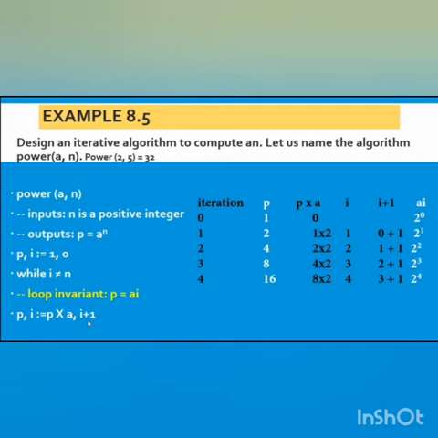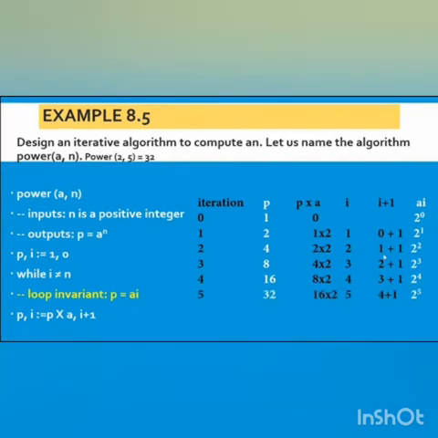Then the next iteration, 4. Now the p value is 8, and the a value is 2, so 8 into 2 is 16. At present the p value is 16. Then the i value is 3, so 3 plus 1 is 4. At present the i value is 4. Next we have to check a power i. The a value is 2 and the i value is 4, so 2 to the power of 4, 2 into 2 into 2 into 2, is 16 here. Then we have to check the loop invariant, p is equal to a power i. The p value is 16, and the a power i value is also 16. So the loop invariant is true.